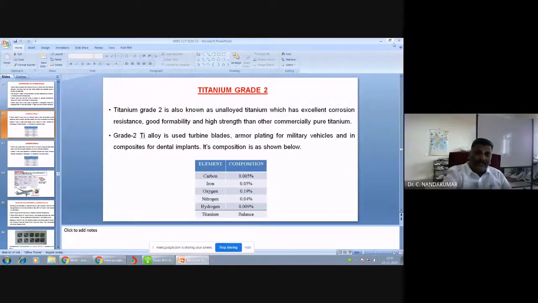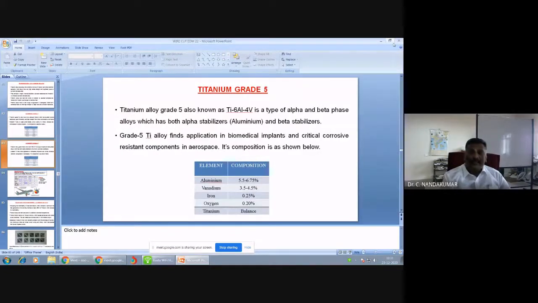Okay, this is the composition of the titanium: carbon content, iron content, oxygen content, nitrogen, hydrogen, and the remainder is the balance of titanium. And next, in this case, we identified grade 2 and grade 5 and machined them. Titanium grade 5 has alpha and beta phases. It is located in the alpha and beta phase diagram.